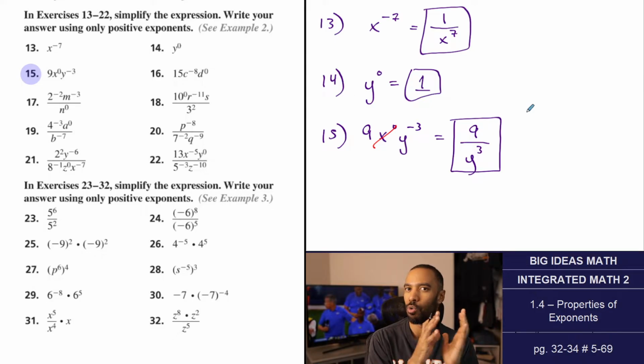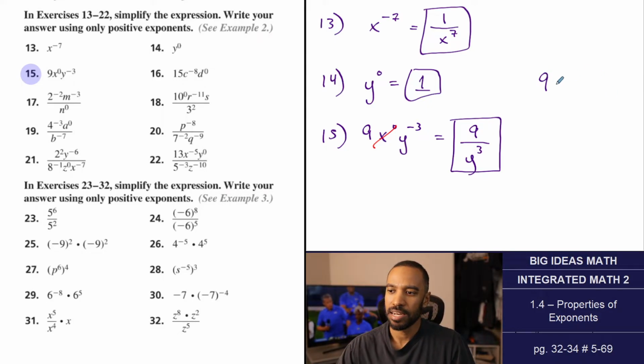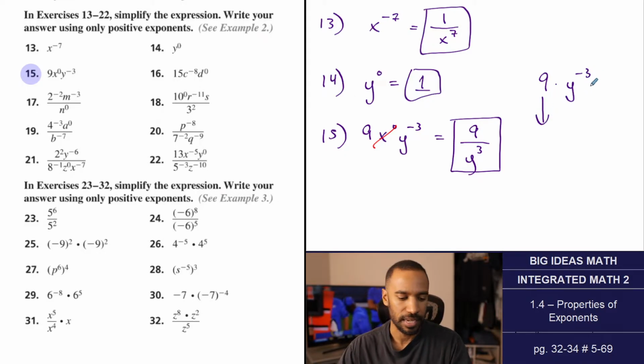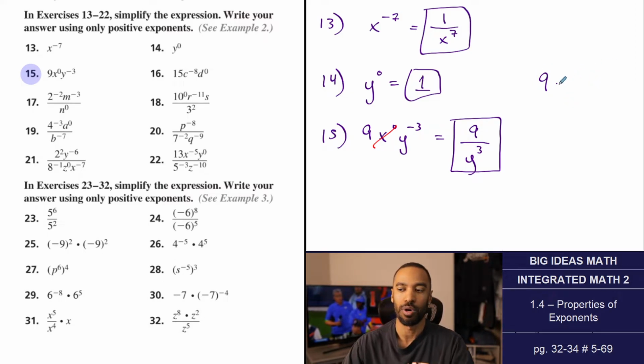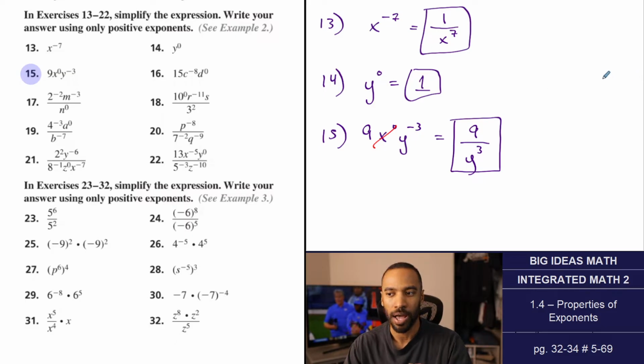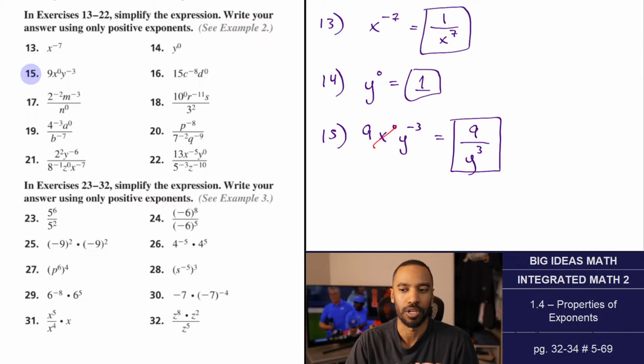Now the 9 won't go with it, right? This is 9 times y to the negative 3rd power. This doesn't go down with it, unless it was in parentheses in the denominator, and if it was in parentheses, then you would have raised 9 to the 3rd power as well while you were doing it. So we're just finished there.